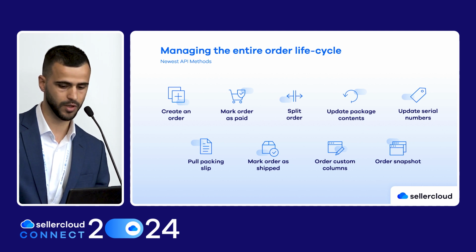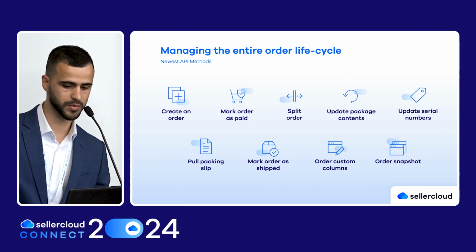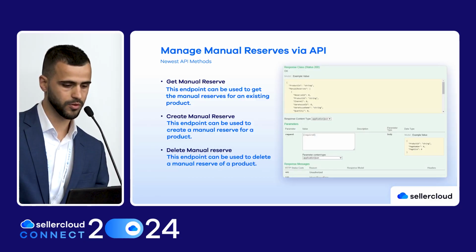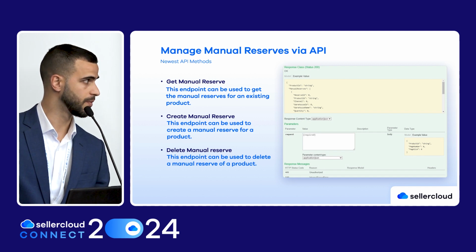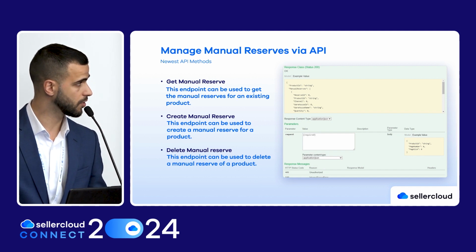You can also update the order custom columns, both for single ones and multiple columns at once. We've also added the endpoint for managing manual reserves. As you can see, they're pretty self-explanatory. Getting the value of manual reserves, creating the manual reserves, and also deleting the manual reserves, which can help you with inventory management significantly if you don't have all the orders in Sellercloud.